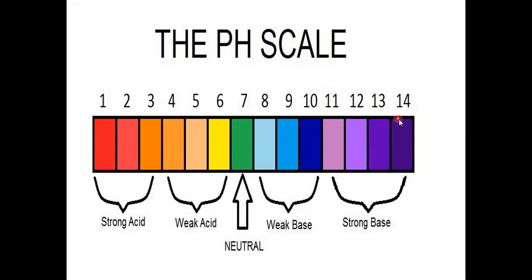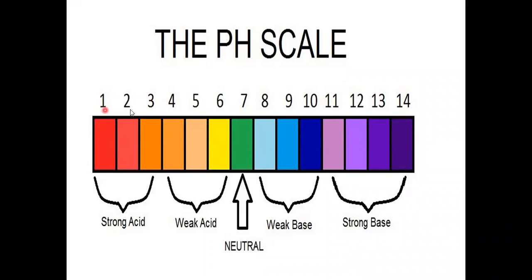And low hydrogen ion concentration means high pH. That means in the range of 13 and 14, which means strong base. So remember, high concentration of hydrogen ions means low pH value. Low pH value means around 1, 2, 3. So this is called the low pH.